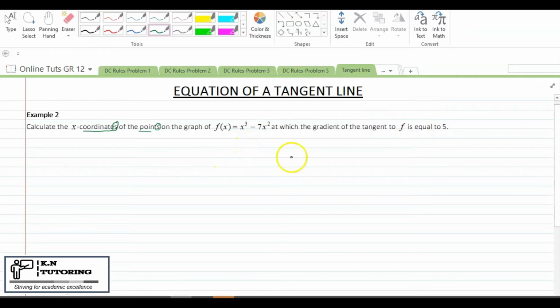So now, in the previous example, they gave you the equation of the curve, which is the same as the gradient of the tangent. In this example, they give you the gradient of the tangent, which we know is the same as the gradient of the curve. And in this case, it is equal to positive 5.